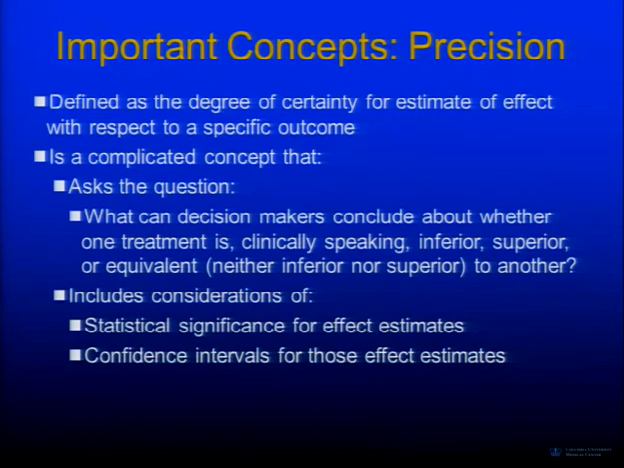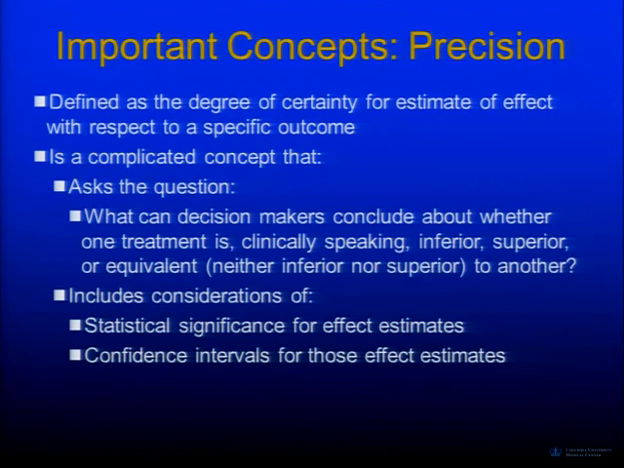One aspect that's kind of a sideline but important when we're thinking about causality is the precision, the degree of certainty for the estimate of the effect. It asks what decision makers can conclude about whether one treatment is inferior, superior, or equivalent to another. And not only do we talk about the strength of the association, that odds ratio or relative risk, but also the statistical significance and the confidence intervals for them, because that's very important too.